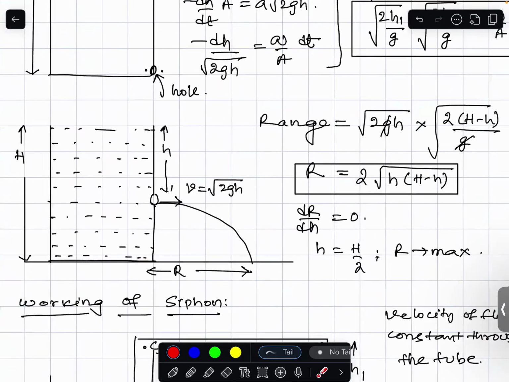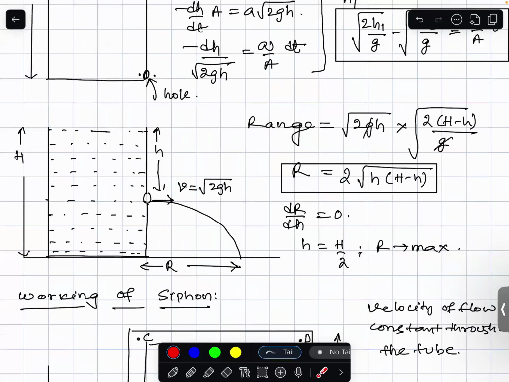Now you see a container like this. You have a container. In the container, water is till some capital H, and there is a hole at a depth h below. The water comes out of this hole. At this point, the velocity is root 2gh. V is equal to root 2gh.